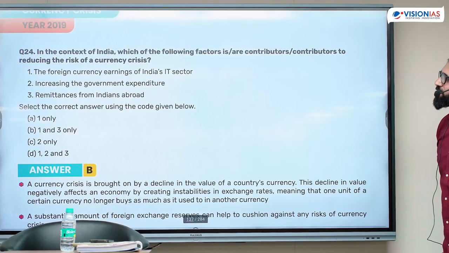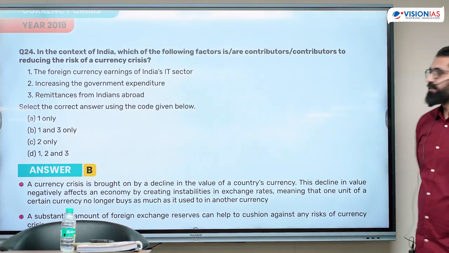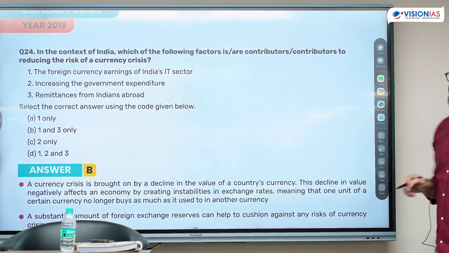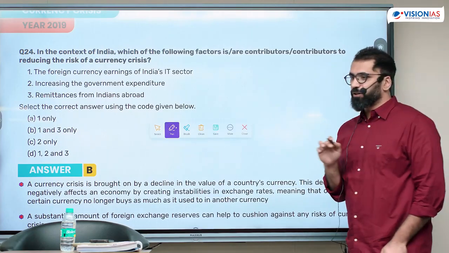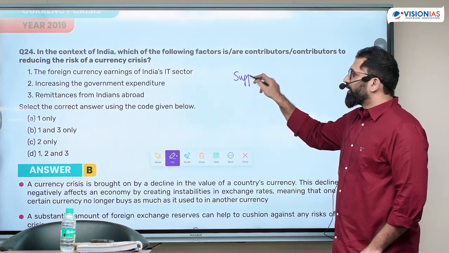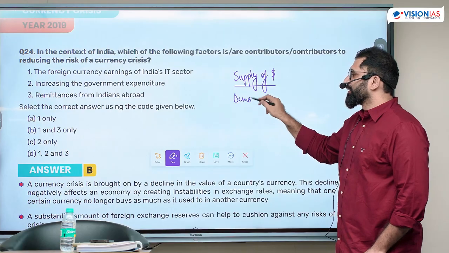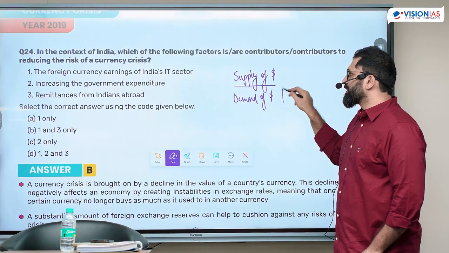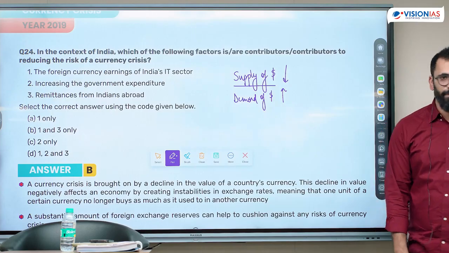In context of India, which of the following factors are contributors to reducing the risk of currency crisis? When will a country have a currency crisis? Imports, forget related to goods. In the matter of currency, when it does not have supply and it has demand. Demand of dollar is more and supply of dollar is less. This is a currency crisis.